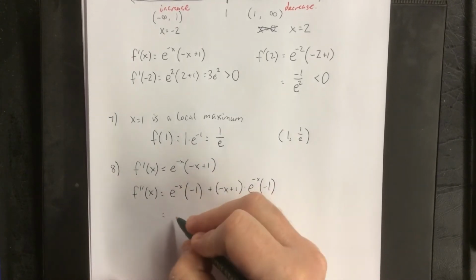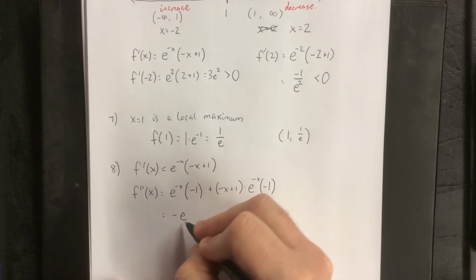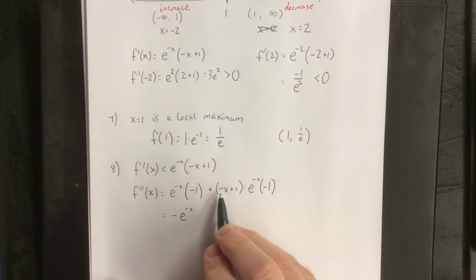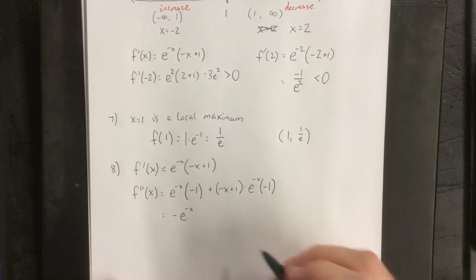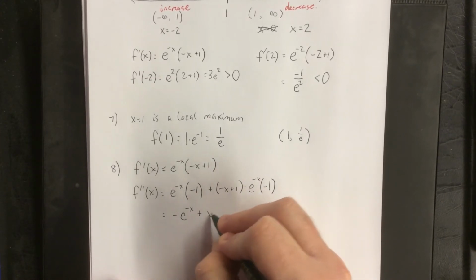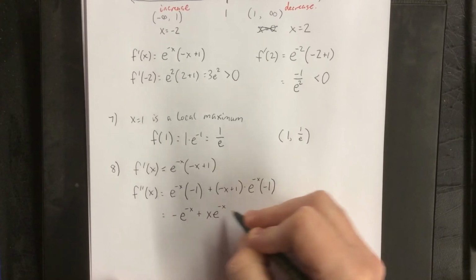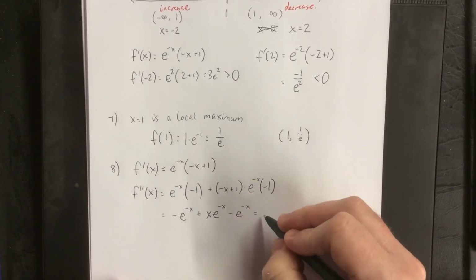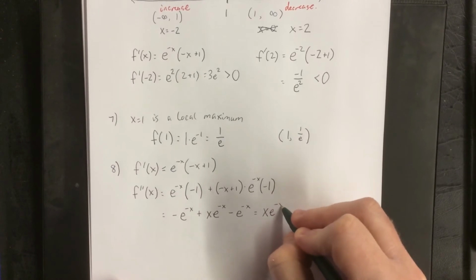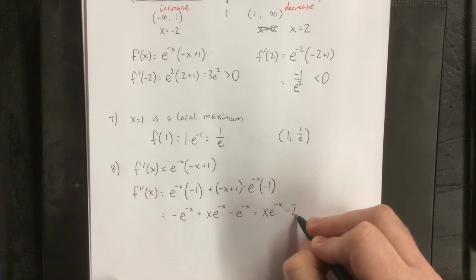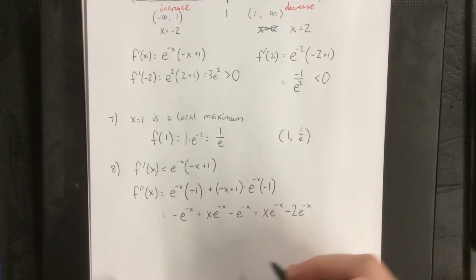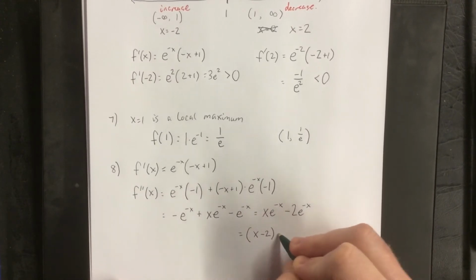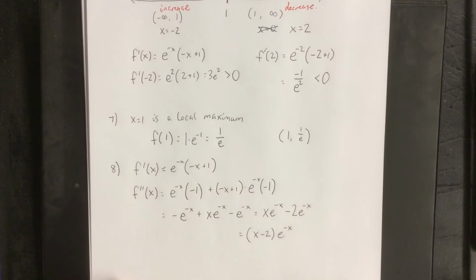Now, a little bit of distributive property and combining like terms should take place next. So this will be negative e to the negative x. I'm going to take this negative 1 and distribute it through here and distribute the e to the negative x as well. That'll be plus x e to the negative x and minus e to the negative x. Combining our like terms will give us x e to the negative x minus 2 e to the negative x. This simplifies, or rather factors, into x minus 2 times e to the negative x.